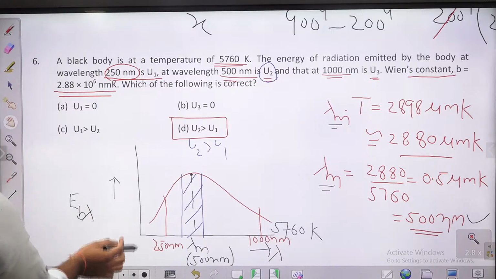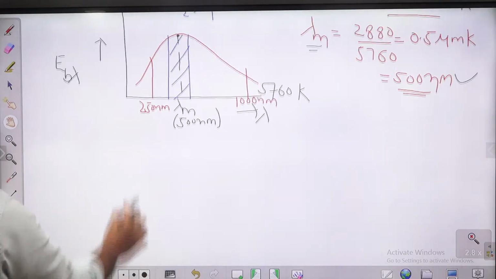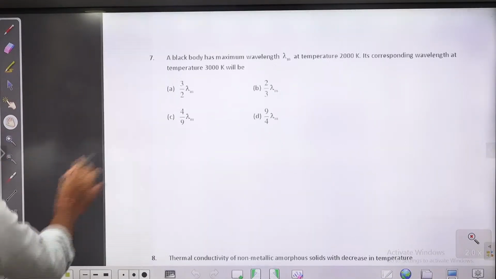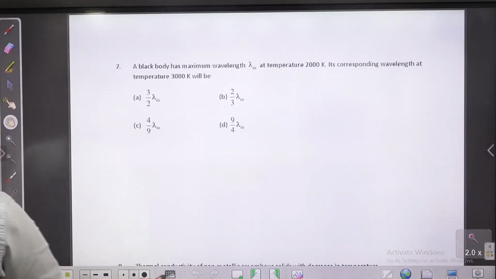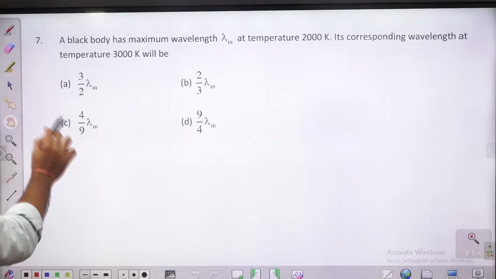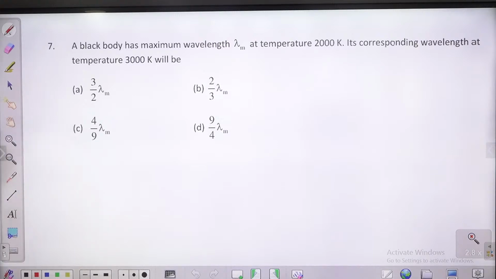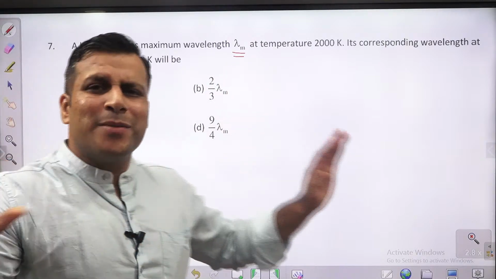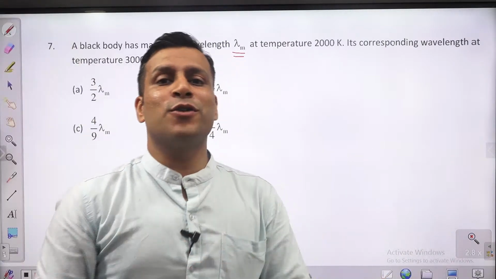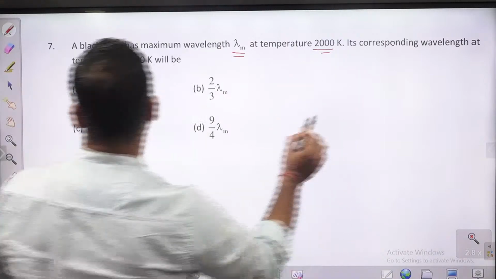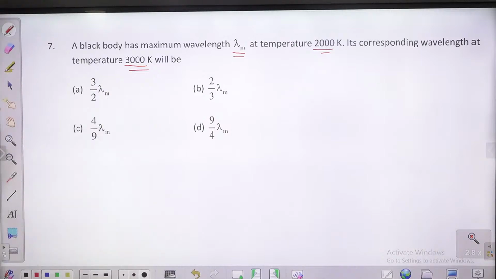Let us move to question number 7. This is a comparatively easy, direct question, guys. I hope you will all be easily able to solve this, and I am expecting an answer from all. Please try to answer this question. A black body has maximum wavelength. That wavelength maximum doesn't mean maximum wavelength. It means the wavelength corresponding to the maximum spectral emissive power, lambda m, at this particular temperature. What will its corresponding wavelength be at a temperature of 3000?